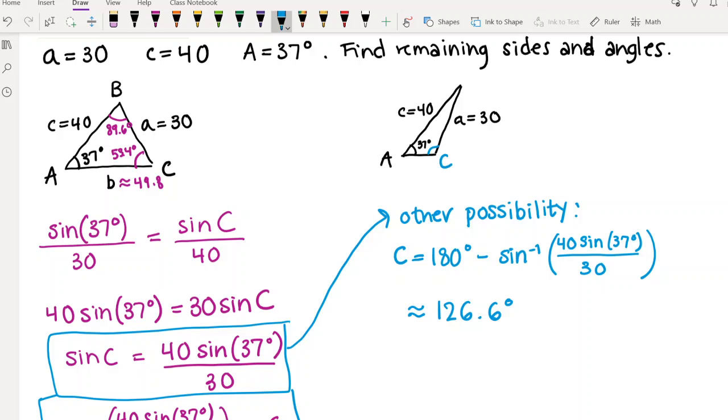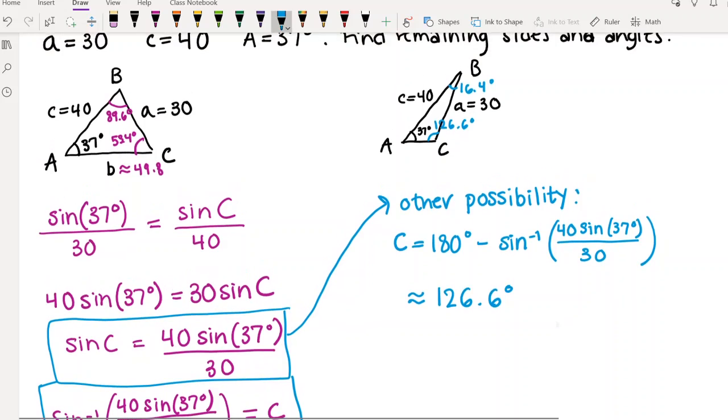So this is C and this is B. Sorry, let me just put that in black. So that would make this angle instead equal to 126.6 degrees. And so if you then do 180 minus 126.6 minus 37, we're left with a very tiny angle for B. So B is just going to be 14.1, or sorry, that's wrong, 16.4 degrees.